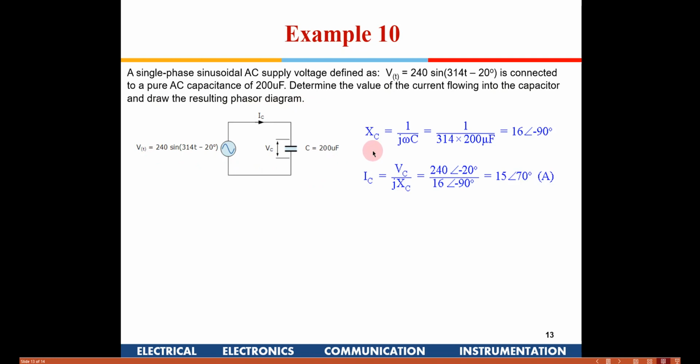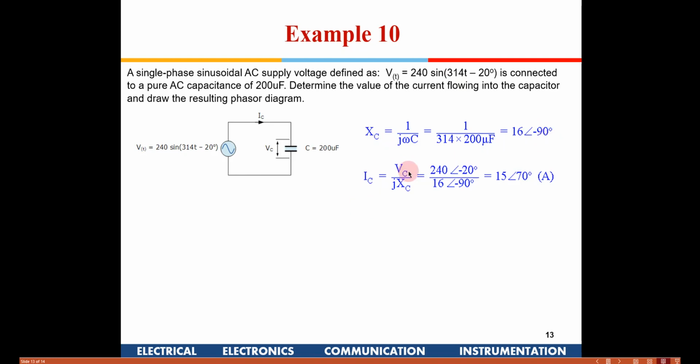Now in all these problems we just need to find out the impedance. Again, like an inductor, in a capacitor the impedance is a frequency dependent component. So you have 1 over j omega C. This is the formula for the impedance of the capacitor. Omega is given here as 314. So 314 into 200 microfarad. Since there is a j in the denominator, you have a phase of minus 90 out here, right?